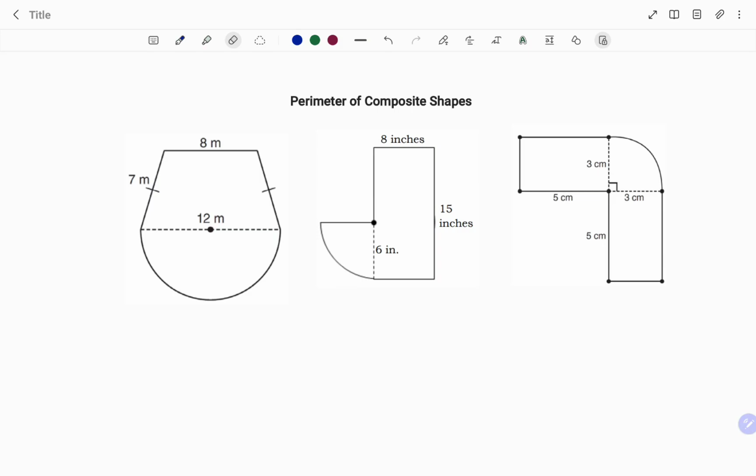In this video, I'm going to show you how to find the perimeter of the following composite shapes.